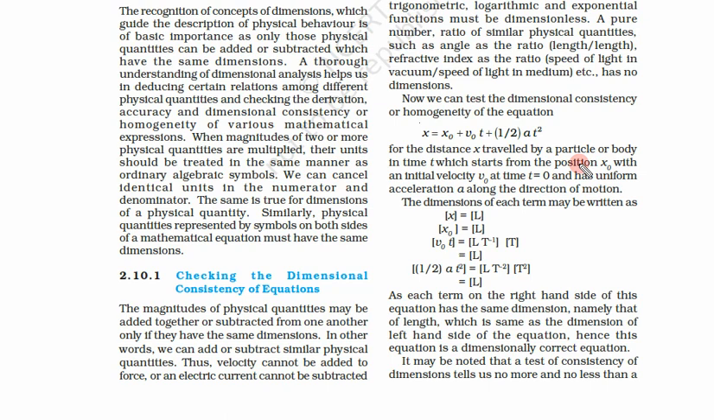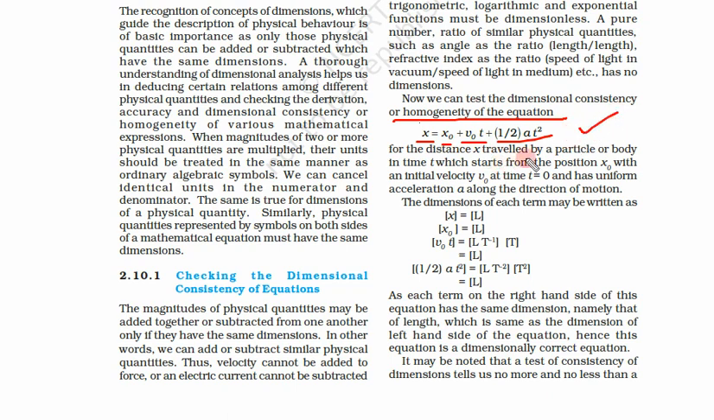After understanding dimensional formulae, that the dimensions on both sides of an equation must be equal, and that some numbers must be dimensionless, let us do some of the real things. Now we can test the dimensional consistency or homogeneity of an equation. So x is equal to x naught plus v0t plus half a t square.